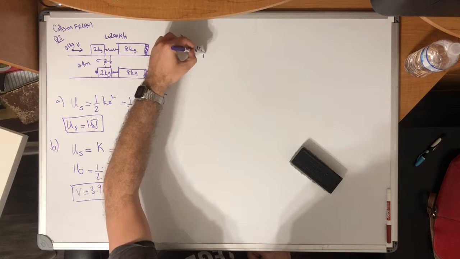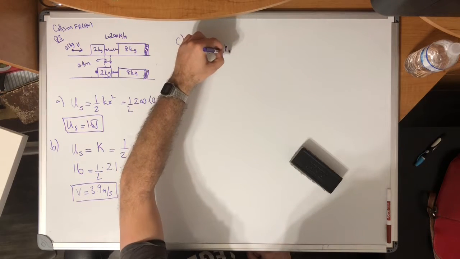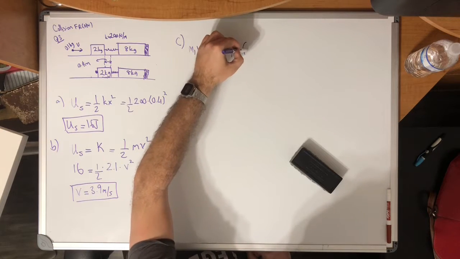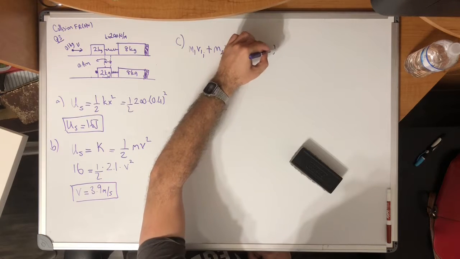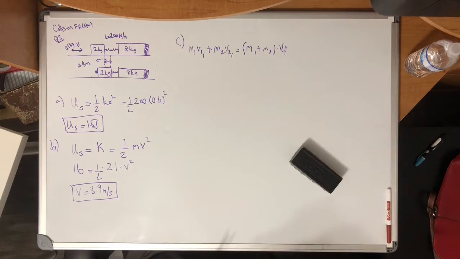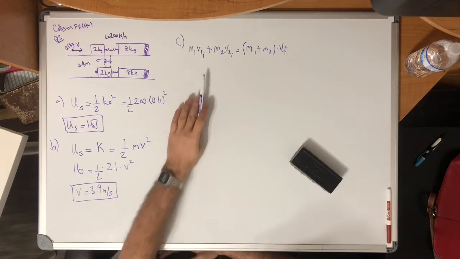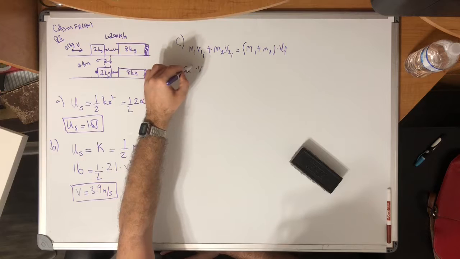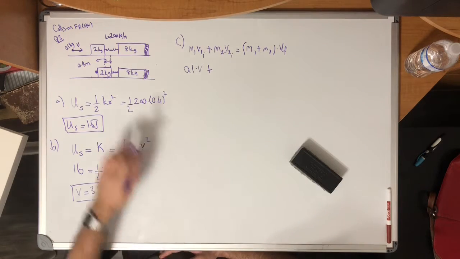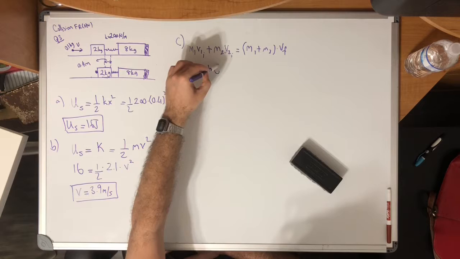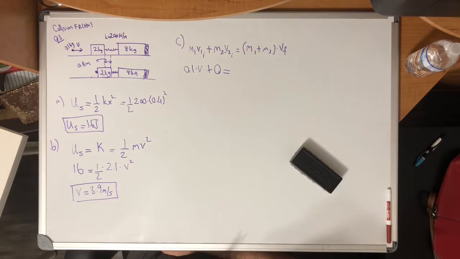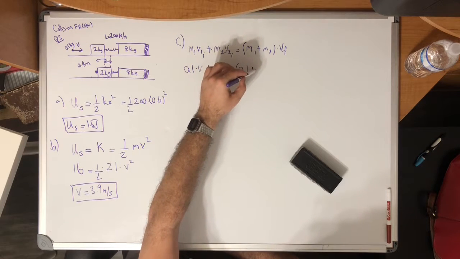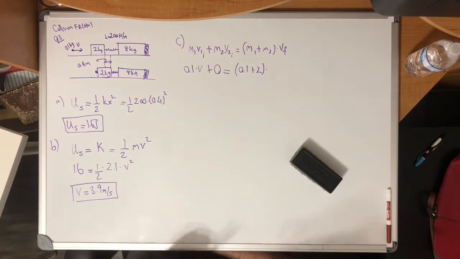M1 V1 initial plus M2 V2 initial must be equal, so they're going to stick together, M1 plus M2 times V final. So now, initially this guy is going with V that we do not know. Initially it has a mass of 0.1, plus initially this 2 kilogram object is at rest, so that's not going to have any momentum. And at the end, 0.1 plus 2 kg times V final.